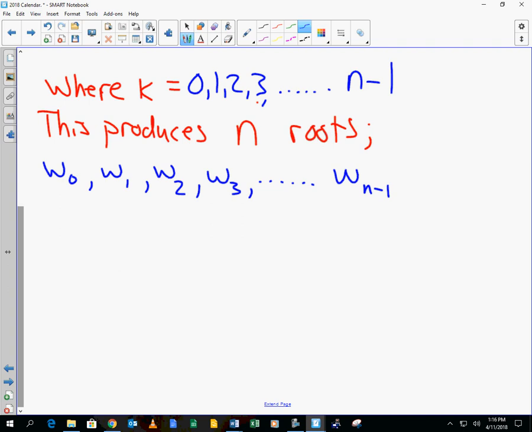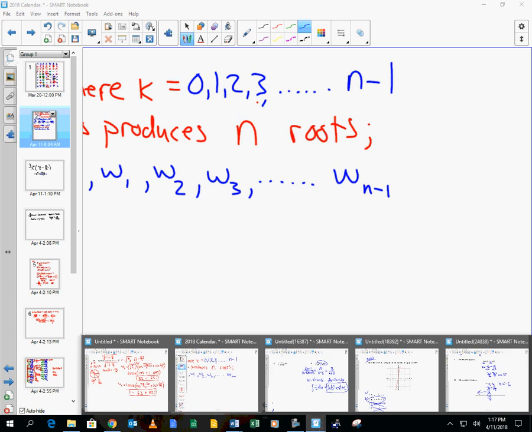All the integers up until n minus 1. Just include 0 and stop 1 before it. And we'll see it play out. Flip back to your notes. Here we go.